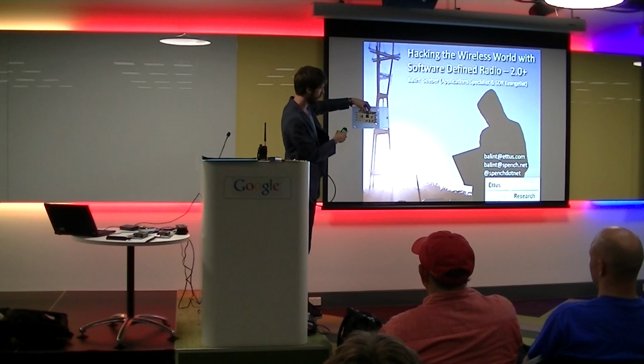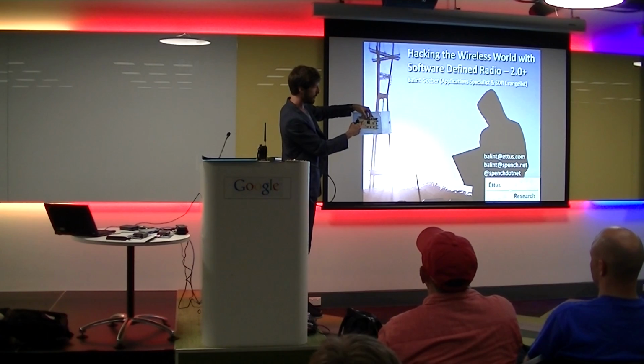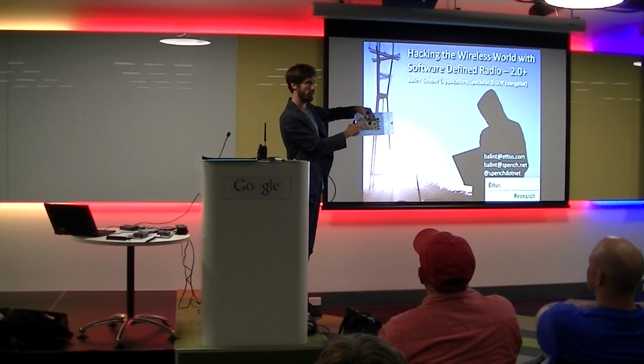So if you look at this board, and I'll show you in a moment, it's got three sections to it, which is the traditional architecture. This chip here on the left-hand side is actually quite advanced. This contains the analog-to-digital converter, digital-to-analog converter, the synthesizers and mixers, everything that is in a traditional radio front end is in this one chip.